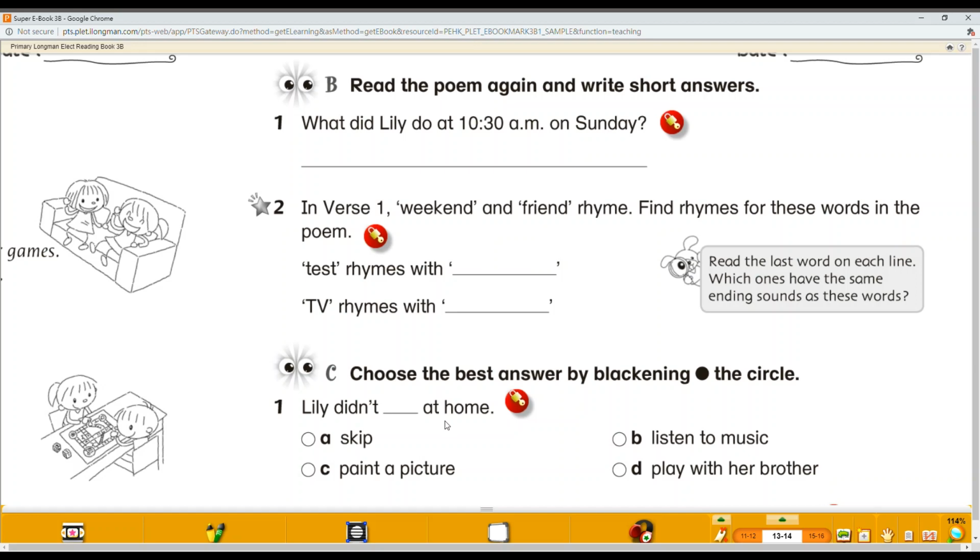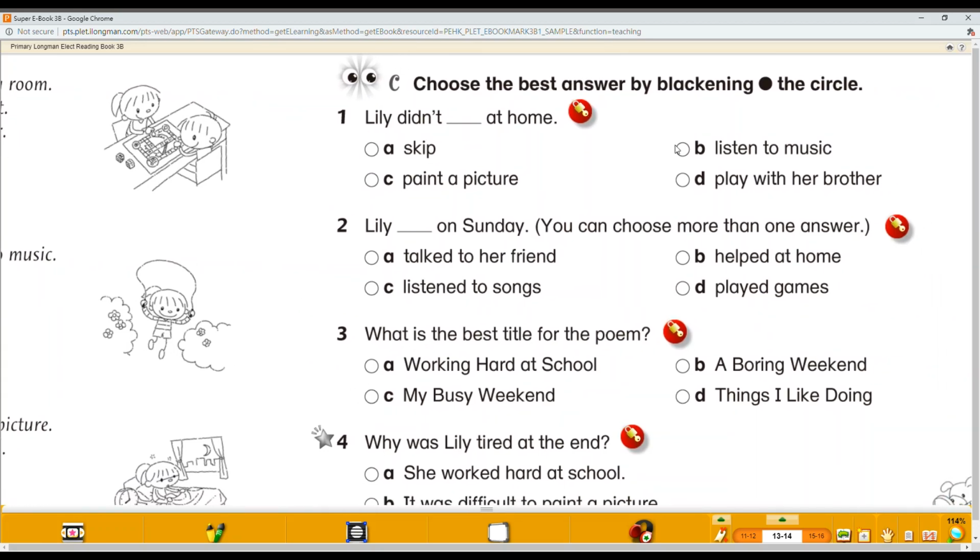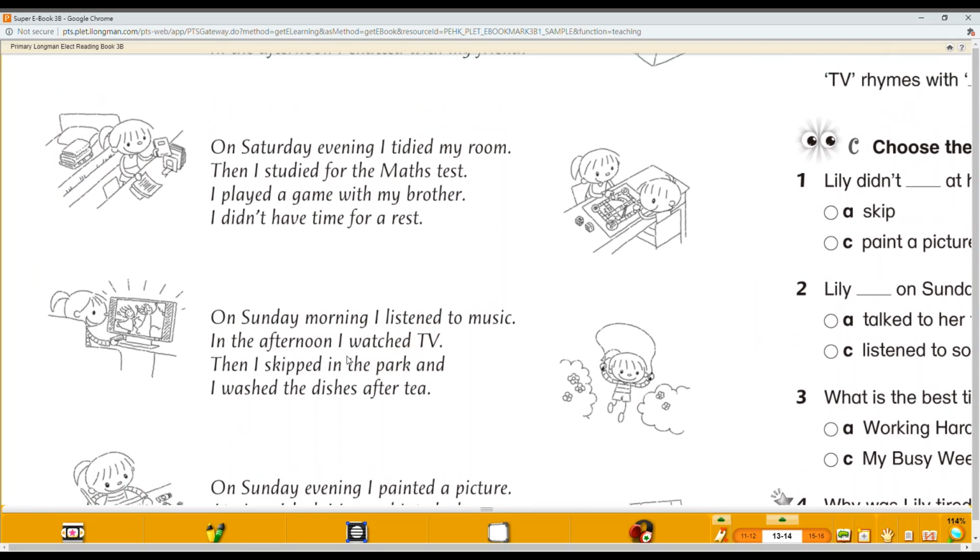Part C. Choose the best answer by blackening the circle. 1. Lily didn't something something at home. So let's find out what she did outside home. Skip, music, picture, play. So, skip. Oh, the first one is already the answer. Then I skipped in the park. Not I skipped at home. So, skip is the correct answer.